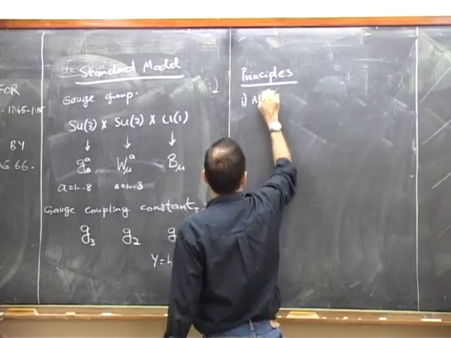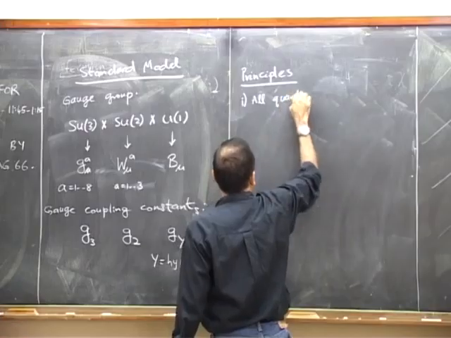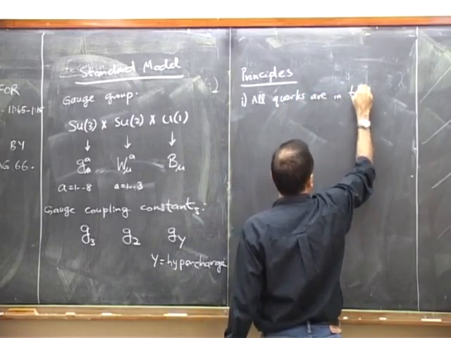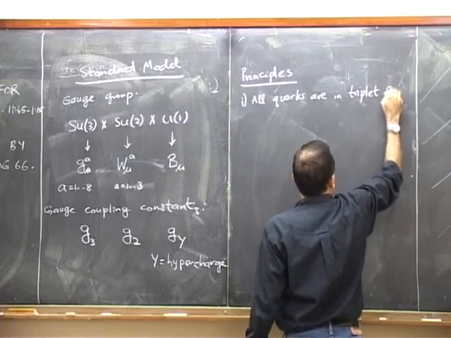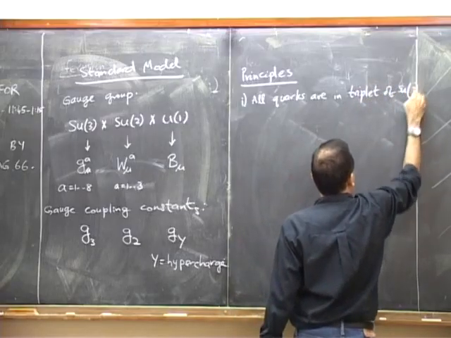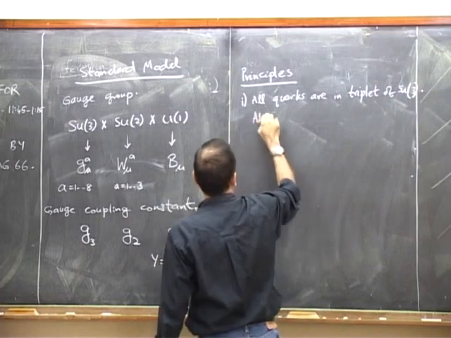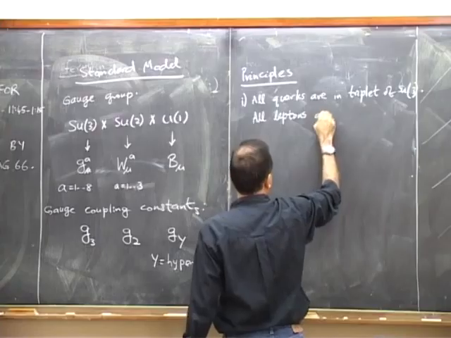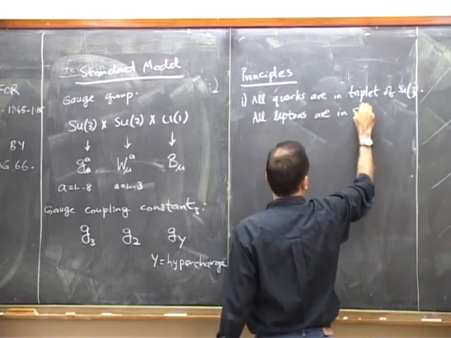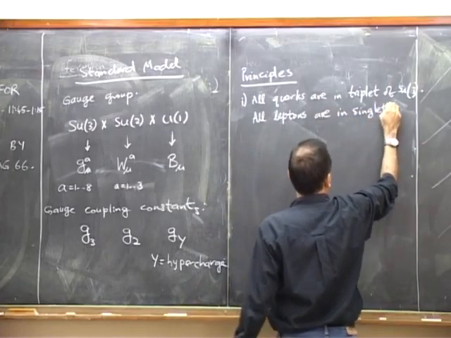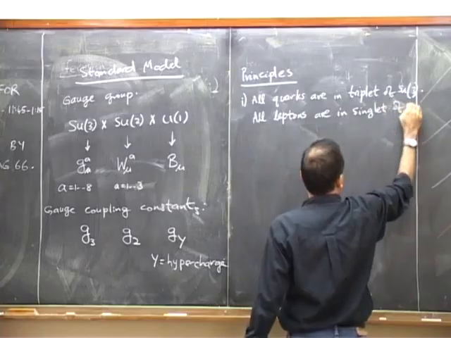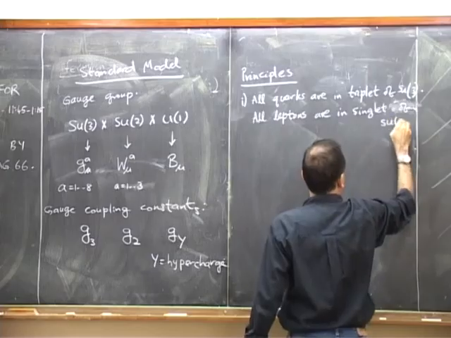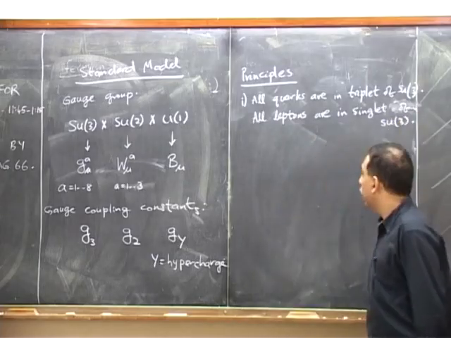Principle 1 is all quarks are in triplets of SU(3). So I'm going to write down two types of fermion fields, quarks and leptons. All leptons are in singlets of SU(3). So this is principle 1.